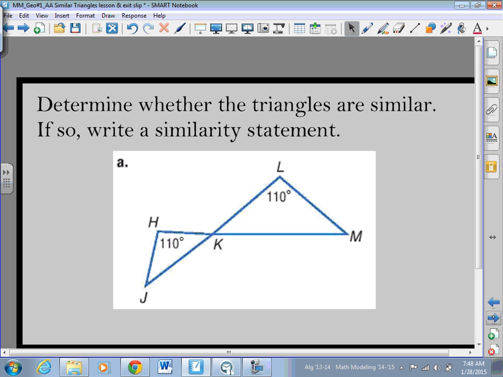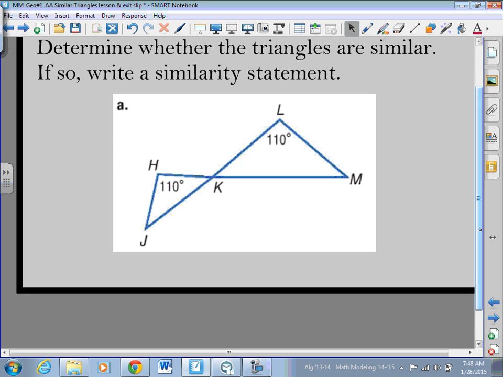Copy this one down. So we are going to determine whether triangles are similar and write a similarity statement. First of all, you should right off the bat notice that angle H is 110 and angle L is 110. There's our one set. Now, there's no other measurements, so I can't just do some arithmetic and come up with different measurements that are the same. So I need to figure out what kind of angle relationships I am looking at. Do I see anything that is similar?